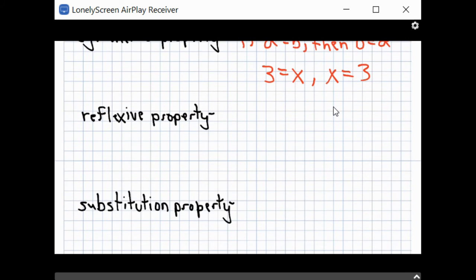The reflexive property is even more interesting, and it's just simply the fact that A equals A. It's just a way of saying that something is equal to itself. And you'll see when we get into geometry proofs how this comes in useful. But don't overthink it. It's reflexive. It's almost automatic. I call it the no-duh property, that something is equal to itself.